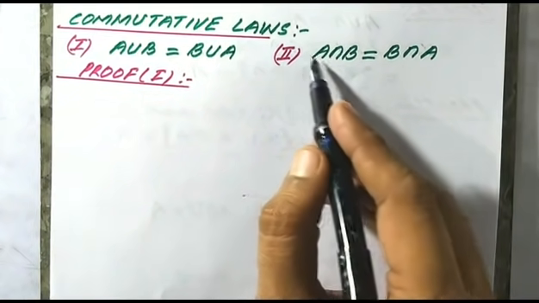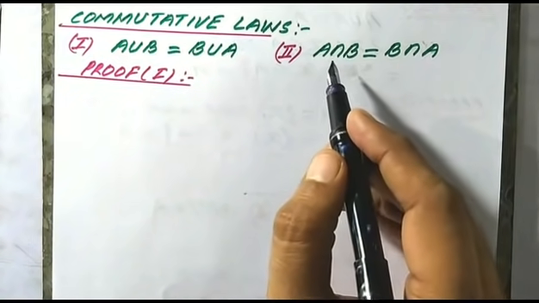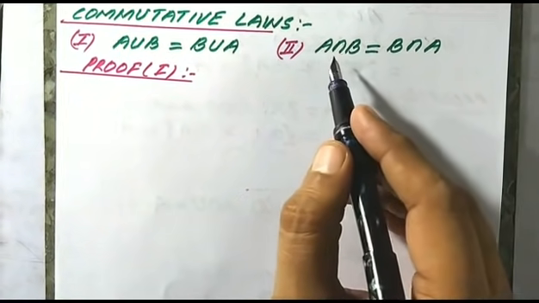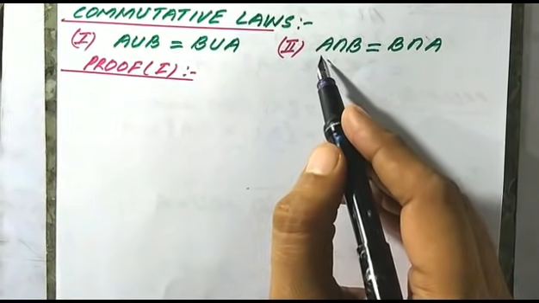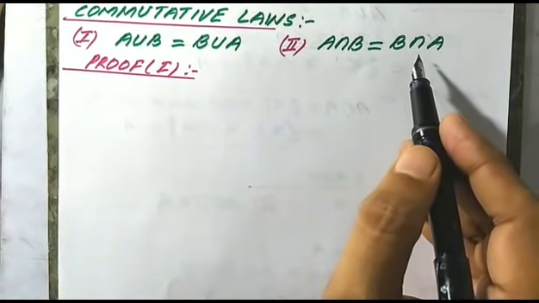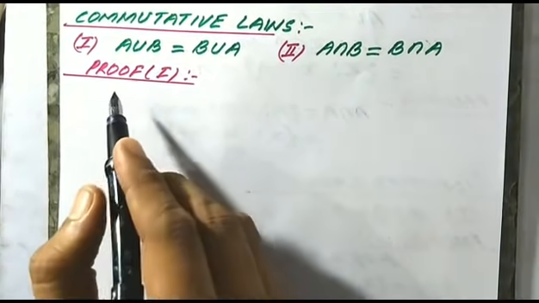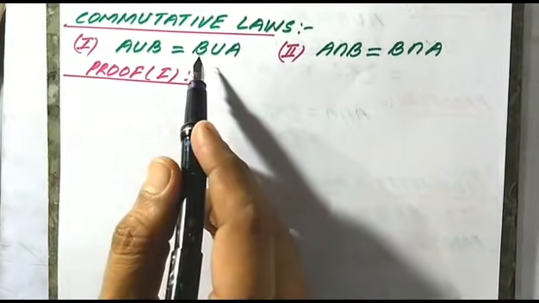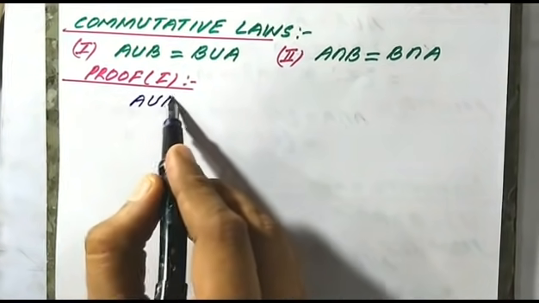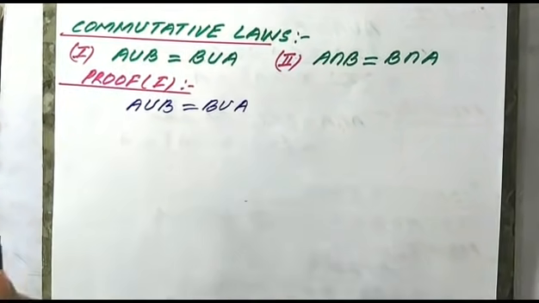Similarly, as the sequence of sets in the case of union is not important, in the case of intersection too, the sequence of the sets doesn't matter. So we are going to prove the first commutative law, that is A union B is equal to B union A.